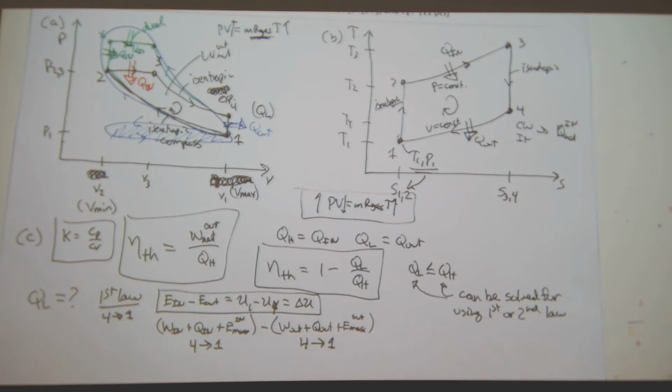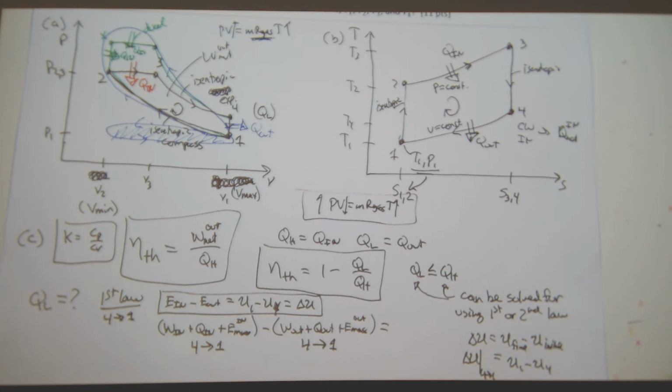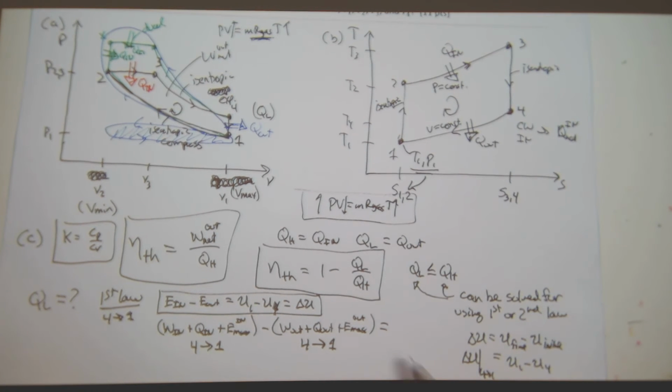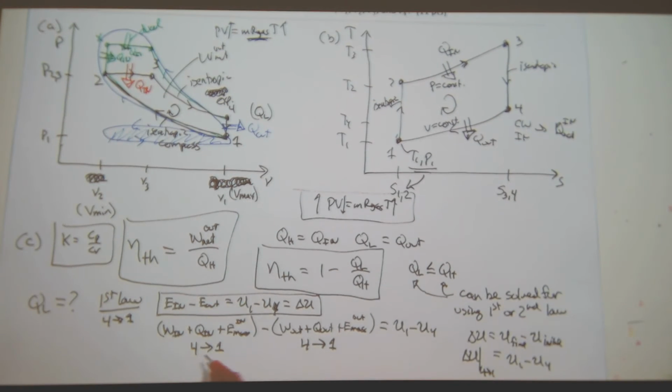So, wouldn't it be 4 minus 1 then? No, U1 is my final state. So in general, delta U is equal to U final minus U initial. Okay? And in this case, delta U from 4 to 1 is U1 minus U4. And now I can start looking at my actual process here, and let's start crossing stuff out.